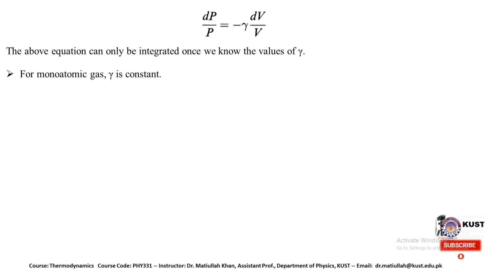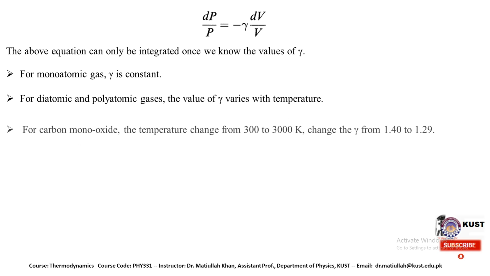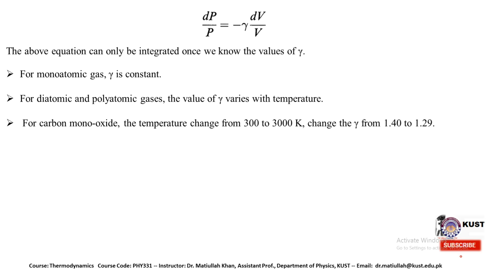For the monoatomic case, gamma is a constant quantity, but if we consider diatomic and polyatomic cases, then the value of gamma varies with temperature. For example, for carbon monoxide, when its temperature changes from 300 to 3000 K, the value of gamma decreases from 1.40 to 1.29. Though this change in gamma value is a bit small, anyhow the change is there.